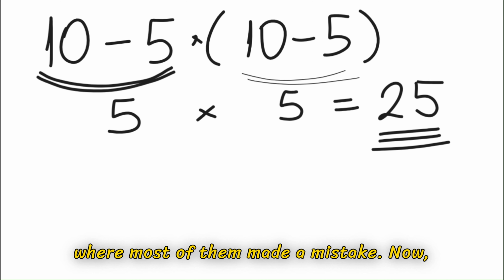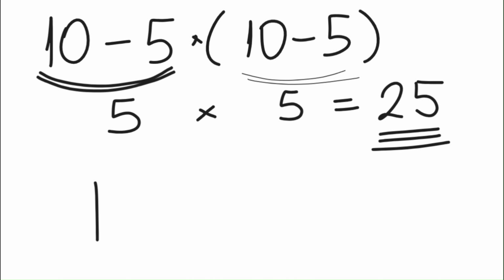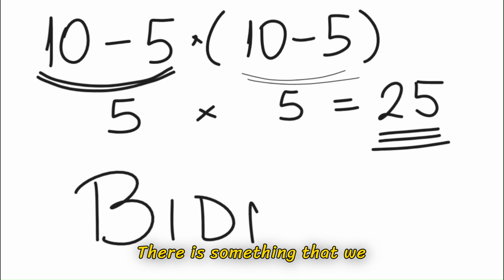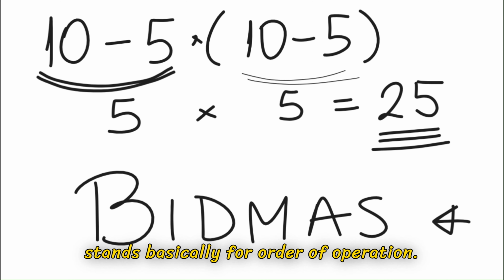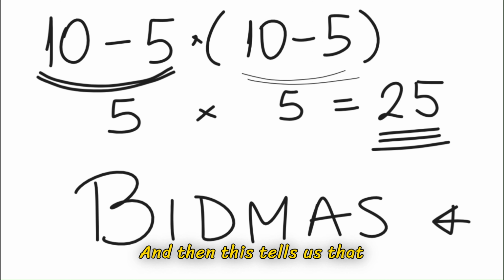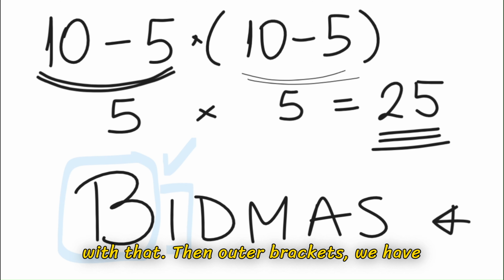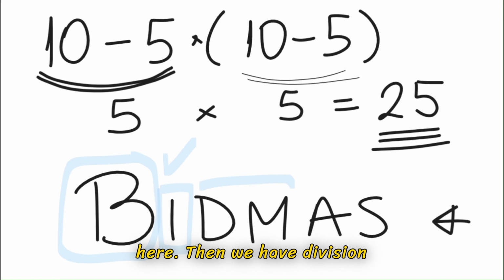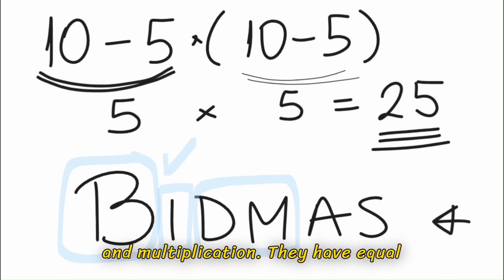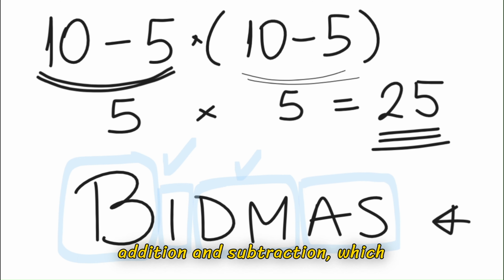made a mistake. Now, in order to do this properly, there is something that we call BIDMAS. BIDMAS stands basically for order of operation. And this tells us that brackets have priority. And we all agree with that. Then after brackets we have indices. We do not have any indices over here. Then we have division and multiplication. They have equal priority. And then in the end we have addition and subtraction, which also have equal priority.